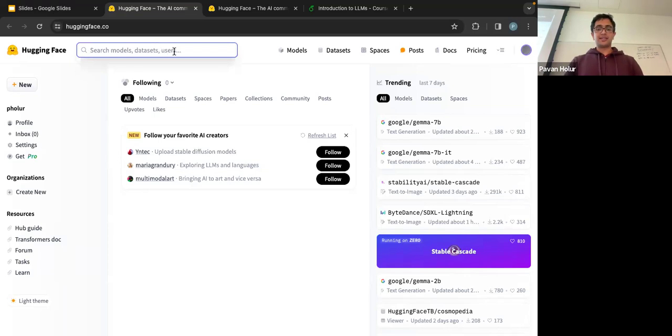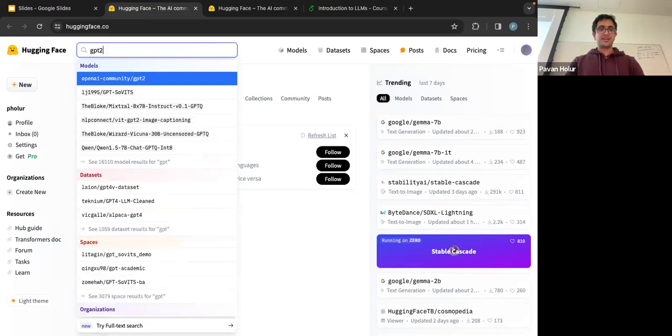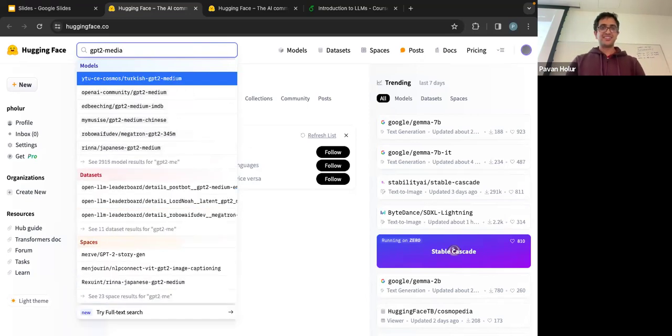A llama model, let's use the one that we talked about, no? So there's all these different models, but there's a big search bar. I'll go with GPT-2 medium because I think we should.